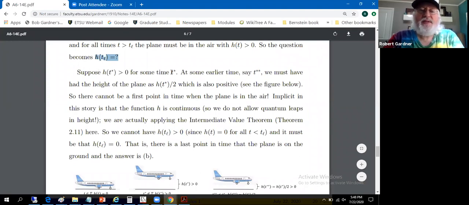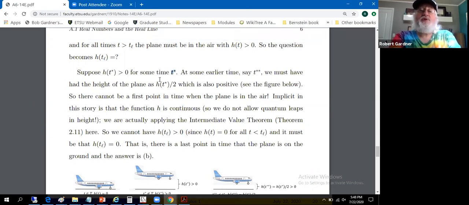Let's change the notation a tiny bit and draw a picture. Let T star be some particular time, just to give it a different symbol. Suppose H of T star is greater than 0. In other words, at time T star, the plane's in the air. So it's got some height, H of T star, positive height. But if it has a height, at some earlier time, it had to be closer to the ground. At some time, say T double star, the height of the plane is half its current height, say. That's also a positive height. You take a positive number, you cut it in half, you get another positive number.